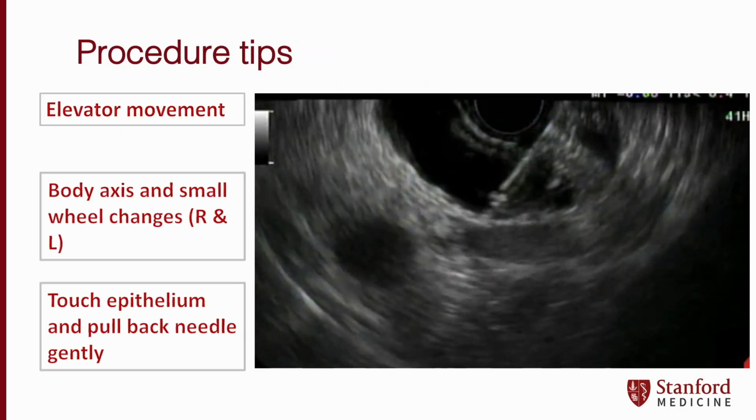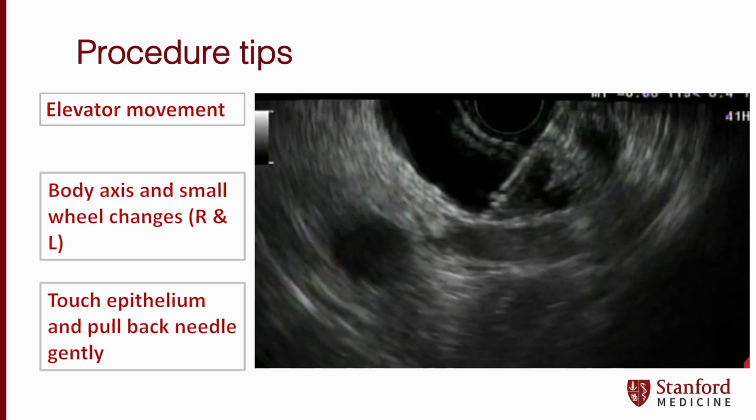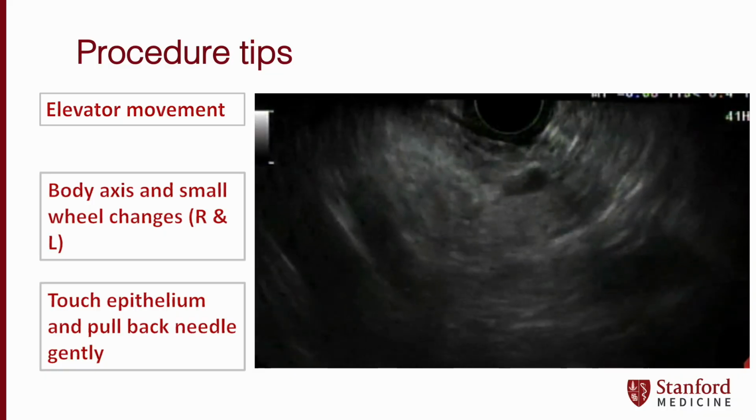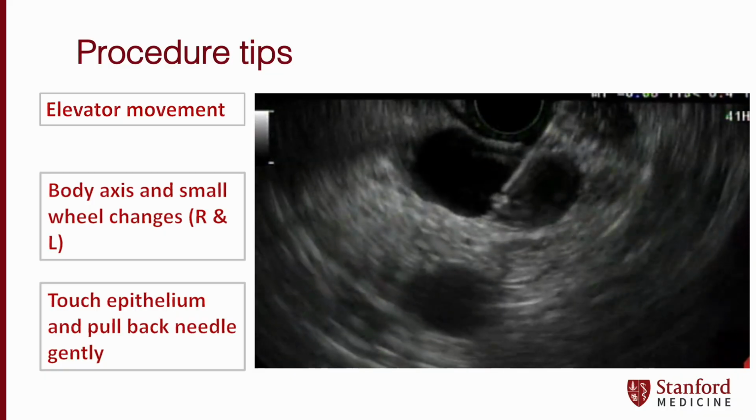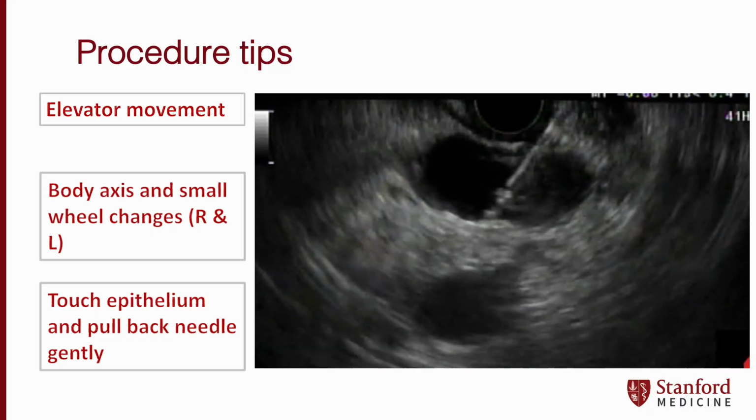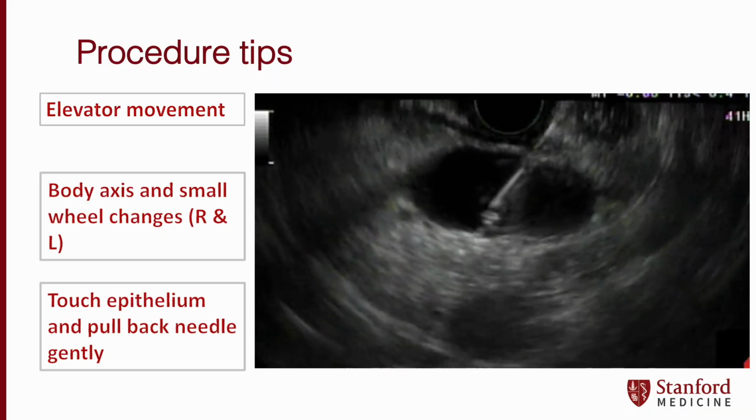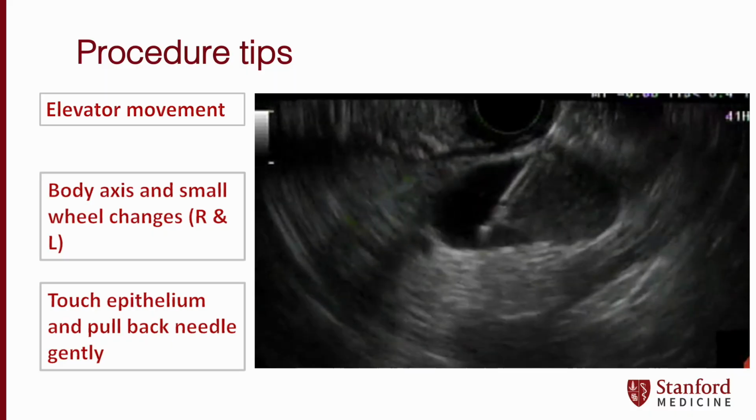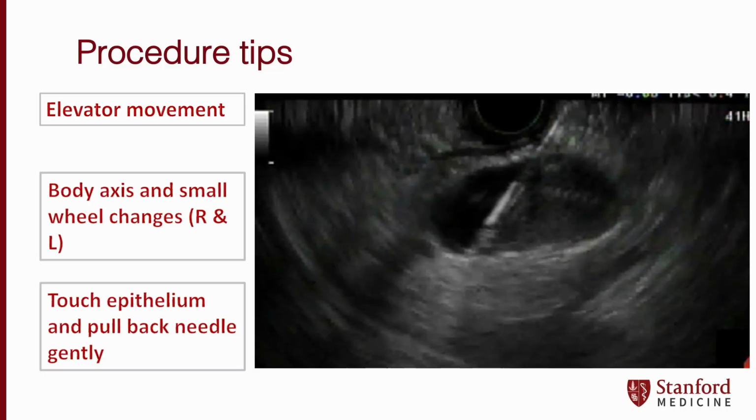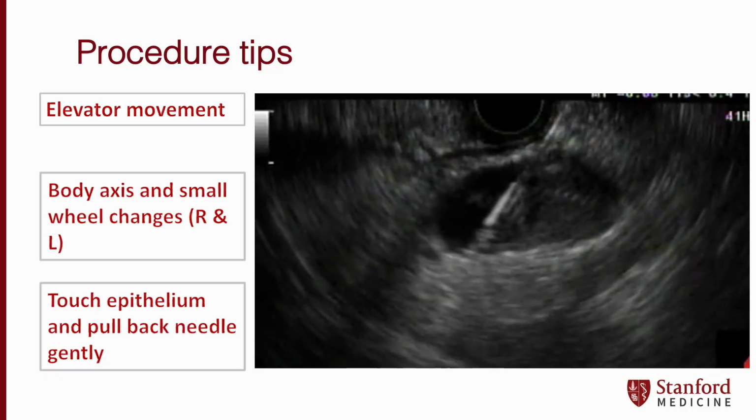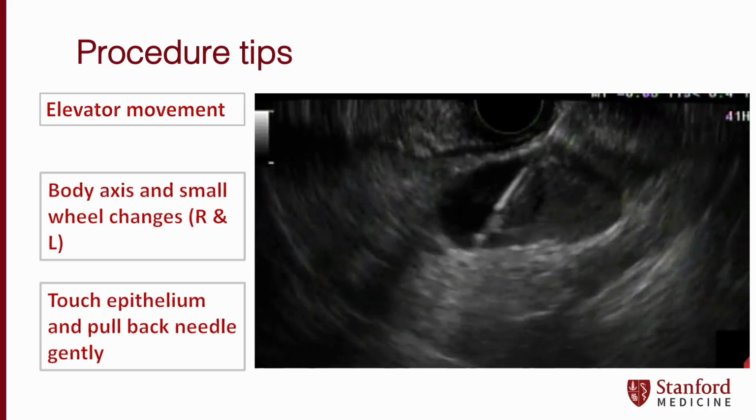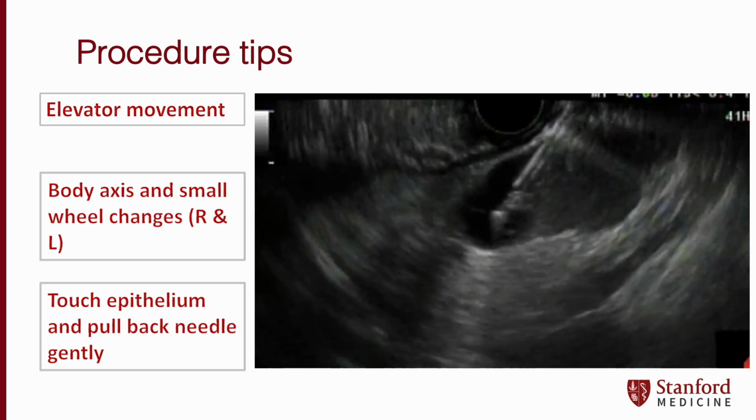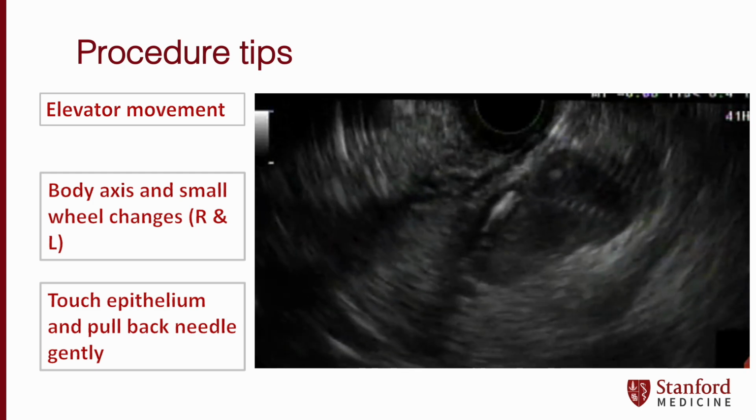During the procedure, it's really important to move the needle along the wall of the cyst in order to examine as much of the cyst surface as possible. To do so, you have to use a lot of elevator movement, as well as body movement, and a little bit of big wheel and small wheel movements. The goal is to examine as much of the cyst wall as possible. With a 19-gauge needle, it's not really an easy thing to do, and hopefully with a 22-gauge needle, we'll have more area of the cyst that we can examine.